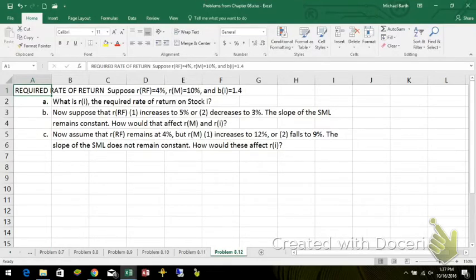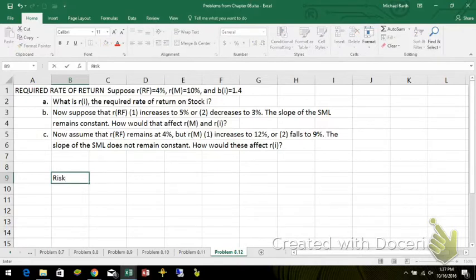This is problem 8.12 from Brigham and Houston's Fundamentals of Financial Management, Concise 9th edition. Here we have to wade through some of the notation they use in the textbook, which I don't reproduce here, but we understand the concepts already.